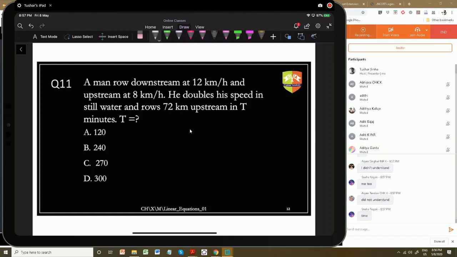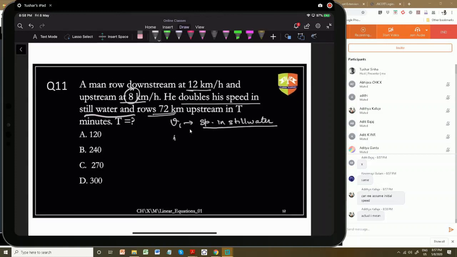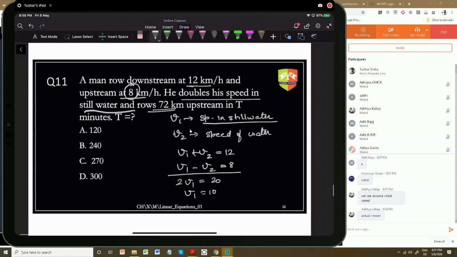See, a man rowed downstream. So let's say V1 is the speed in still water. I told you, immediately after reading the question, read it. A man rows downstream at 12 and upstream at 8. Obviously, upstream will be lesser, so verified. He doubles his speed in still water and rows 72 kilometers upstream. You don't need to assume anything. So V1 is the speed in still water, and V2 is the speed of the water itself. So V1 plus V2 is 12, and V1 minus V2 is 8. Big deal. Sum: 2V1 is 20. So V1 is 10, and then V2 is 2.